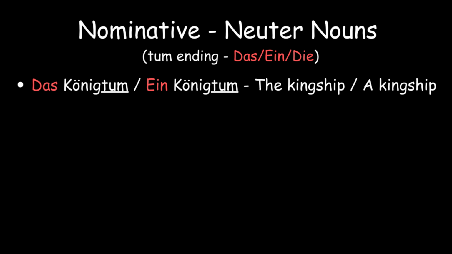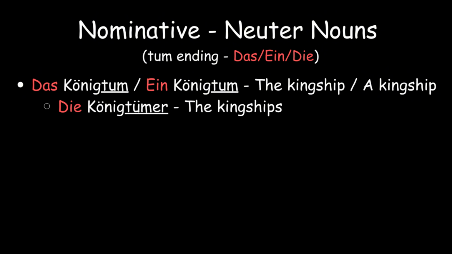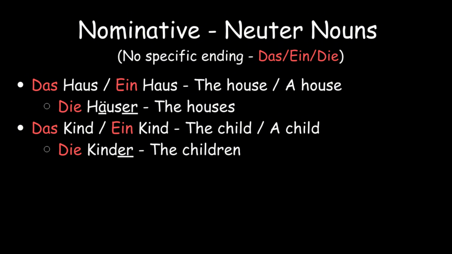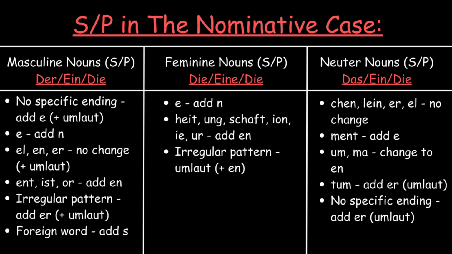Here we have a neuter noun ending in -tum. Das Königtum, ein Königtum. To pluralize it, we add -e and sometimes an umlaut. Die Königtume. Here we have neuter nouns with no specific endings. Das Haus, ein Haus. Das Kind, ein Kind. To pluralize them, we add -er and sometimes an umlaut. Die Häuser, die Kinder. Ordinarily, this is the system of nouns and articles in the German nominative case.